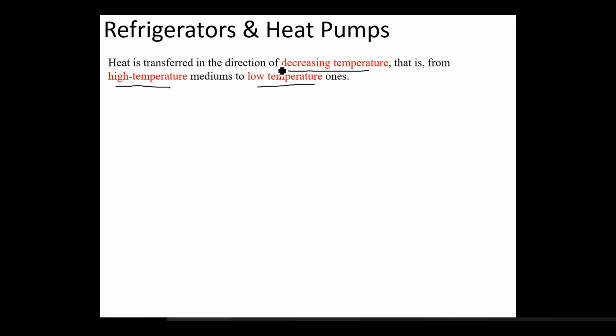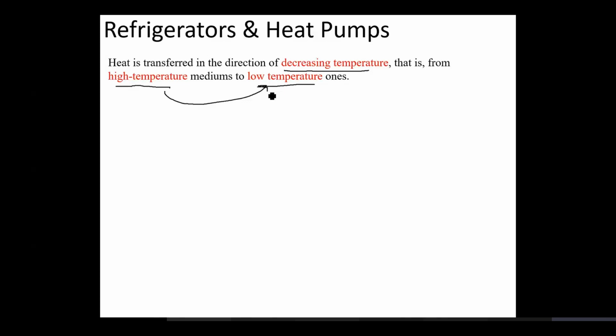So heat transfer from high to low temperature means it flows in the direction of decreasing temperature naturally. This heat transfer process occurs naturally and doesn't require any device. However, the reverse process cannot occur by itself. There has to be a device that transfers heat from a low temperature medium to a high temperature medium. These special devices are called refrigerators.